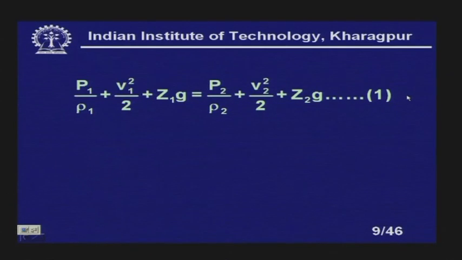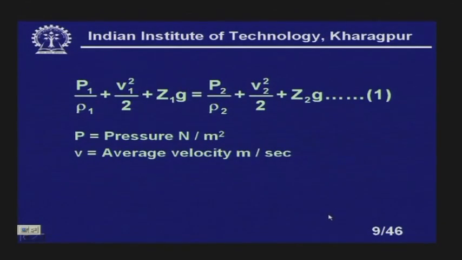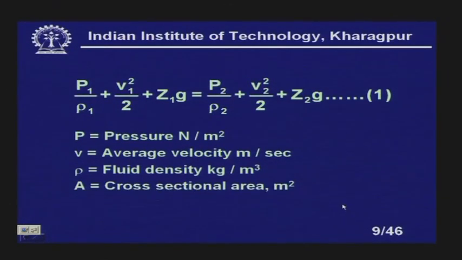Total height of the liquid at any point is the same, that is the basic principle. P is the pressure in Newton per meter square, V is the average velocity in meter per second, V1 is the upstream velocity and V2 is the velocity at the restriction or the minimum area, and rho is the fluid density in kg per meter cube, everything in SI, no problem. A is the cross sectional area in meter square, and Z is the elevation above the bottom level. Okay, so you can take any bottom level. Obviously, this is not very important if the pipe is horizontal, and that is in meter.